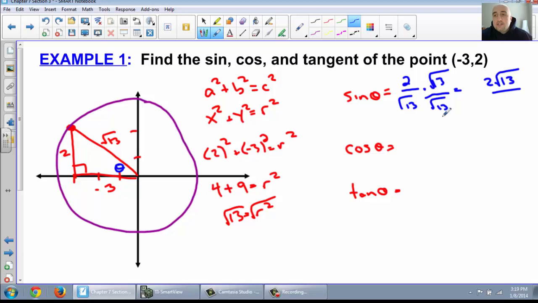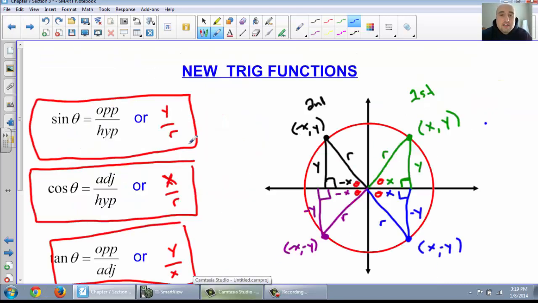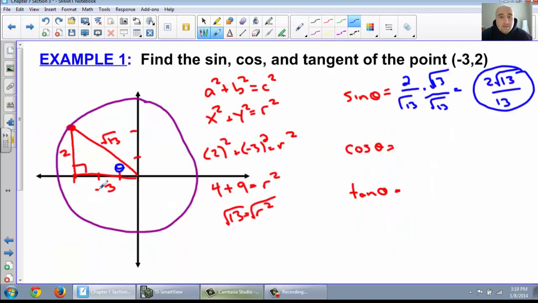And on the bottom, root 13 times root 13 is just 13. So my sine is 2 root 13 over 13. Cosine is what? Cosine is x over r. So cosine is my x value over r. It's negative 3 over root 13.